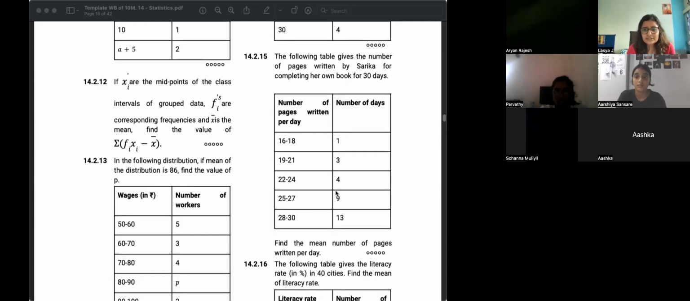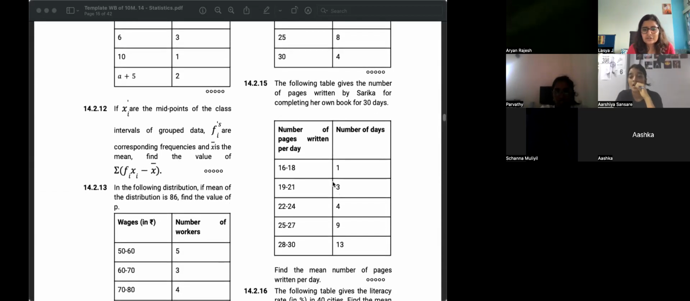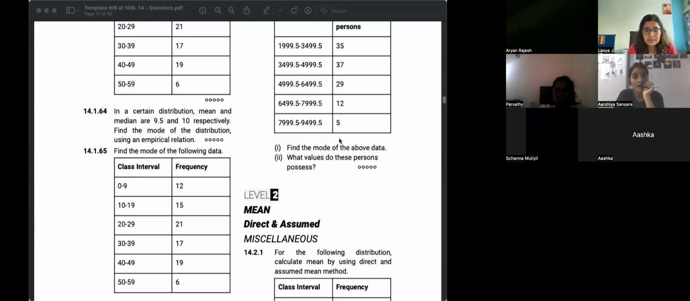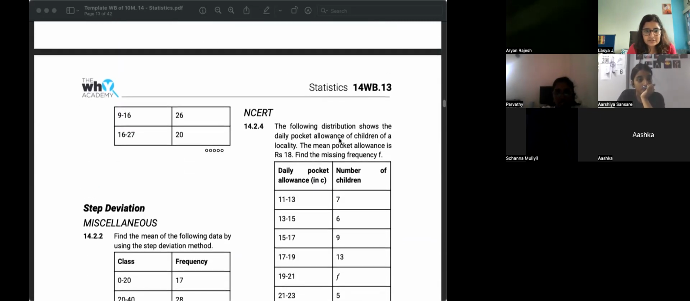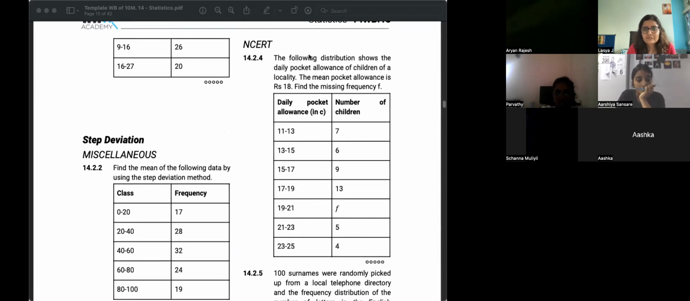So ogives, graphs and all, we will do later. For now, we will work on more questions related to mean, median, mode only. There is a type of question like this, for example: the following distribution shows daily pocket allowance of children of a locality. Mean pocket allowance is 18. That means you're given the mean, but one of the frequencies is missing. So conceptually, it's the same thing.